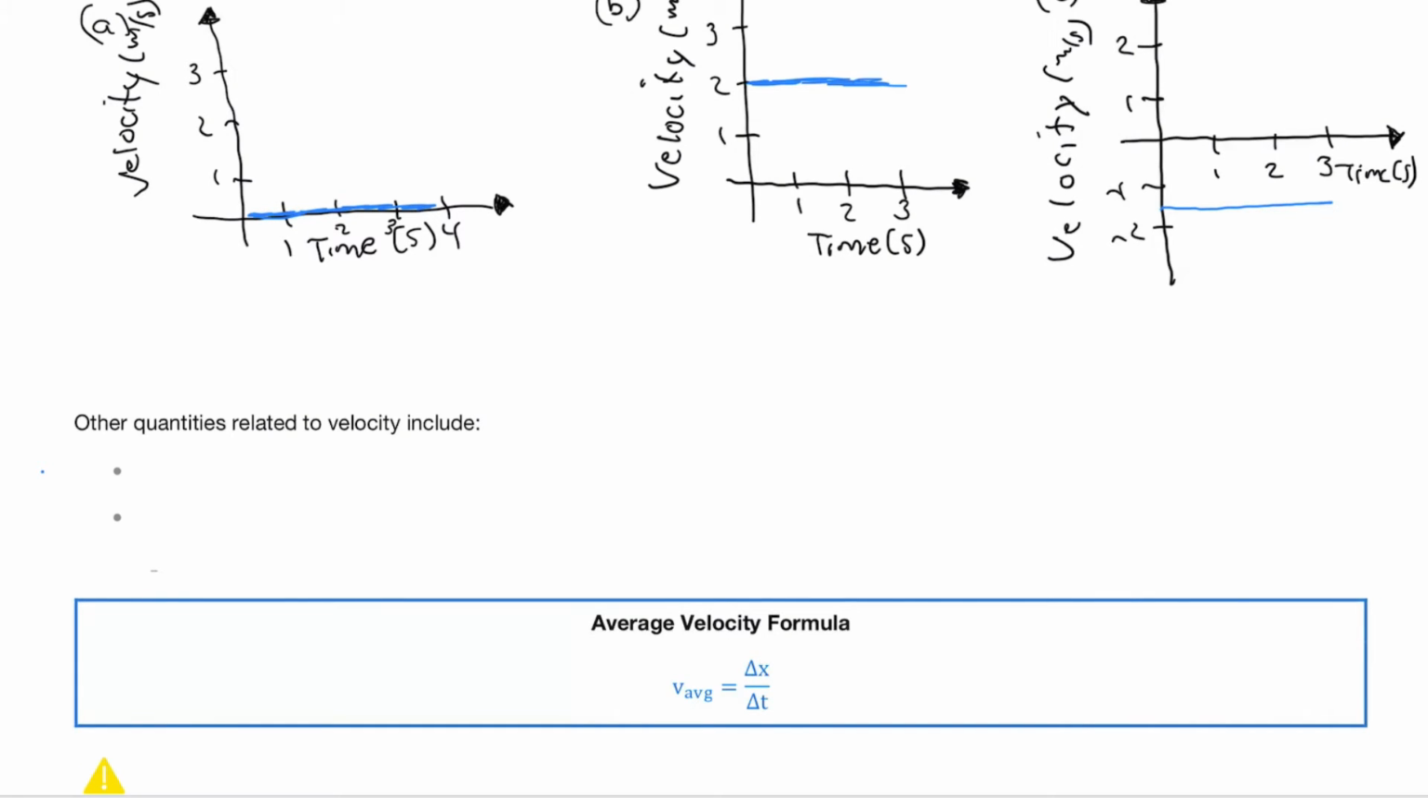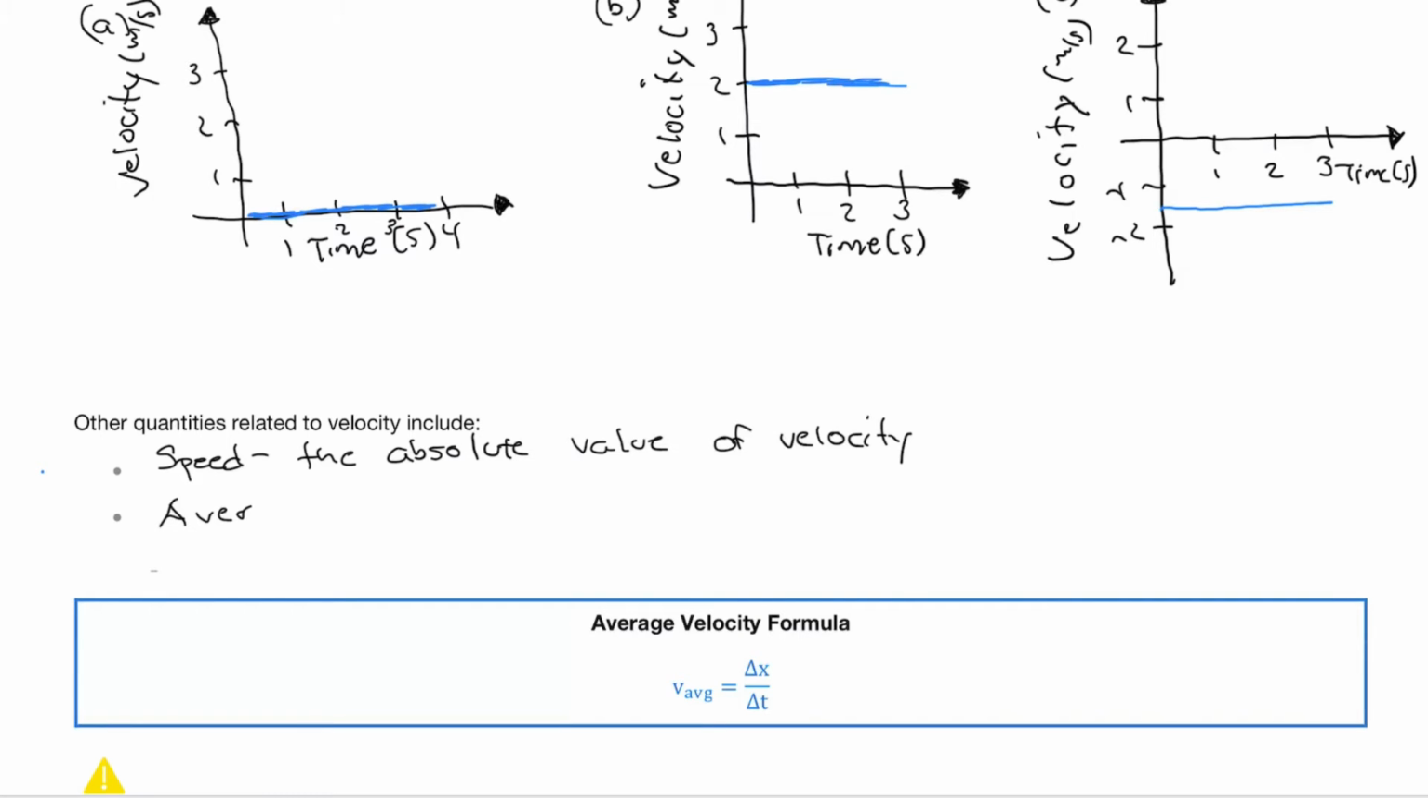Some other quantities related to velocity include speed, which is the absolute value of velocity. So in the previous examples, the cat, for instance, was walking with a velocity of negative 1.5 meters per second, but its speed was 1.5.